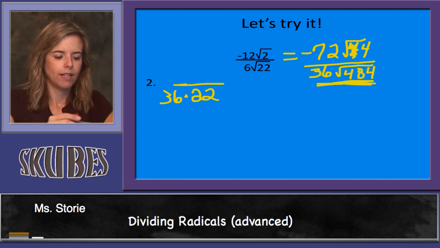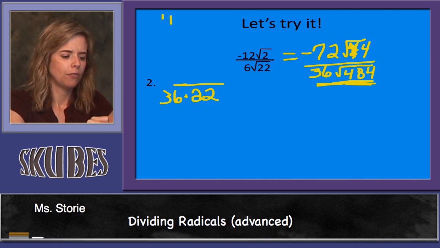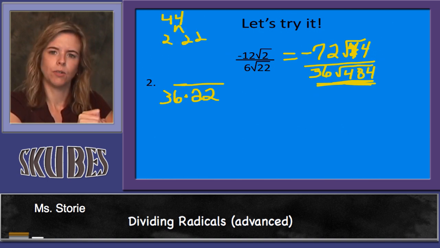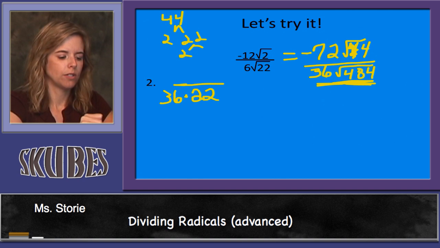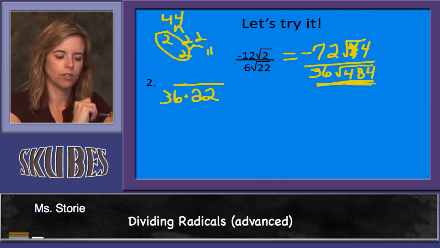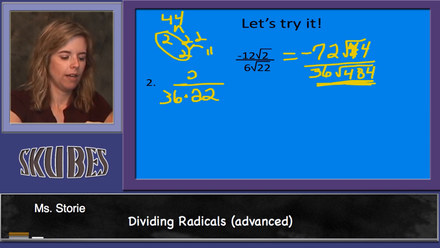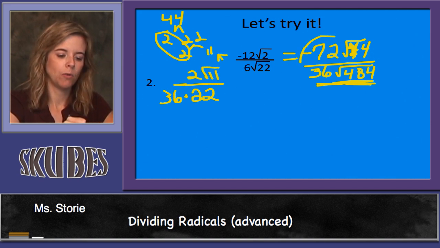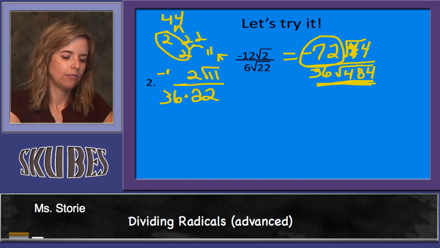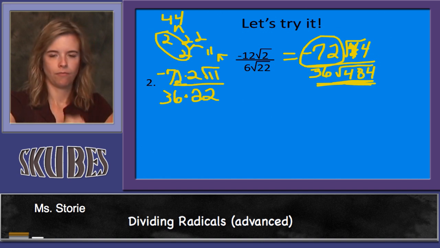Now for 44, didn't we just do that? We had 44 was 2 times 22. And if we break it a little more, it's 2 times 11, which means we have a pair of 2's that are coming out. And a single 11 that needs to stay in. And it's still being multiplied by that negative 72.